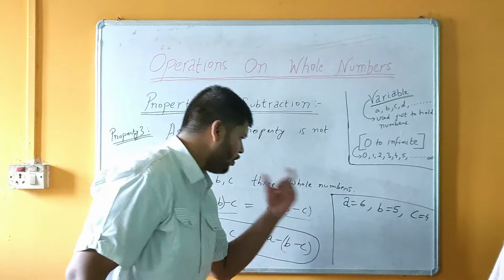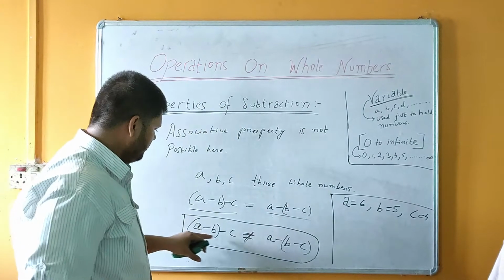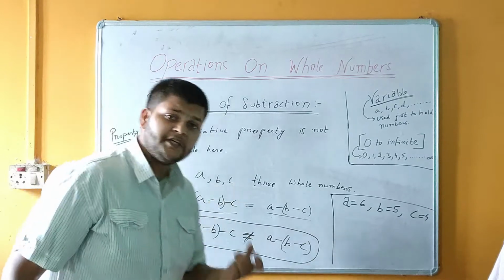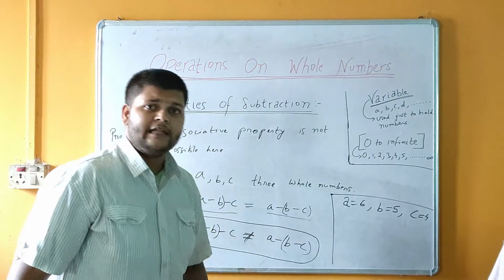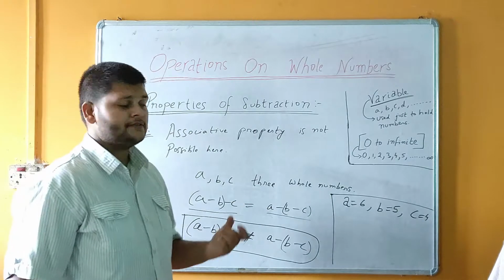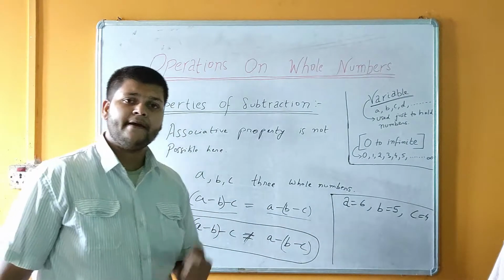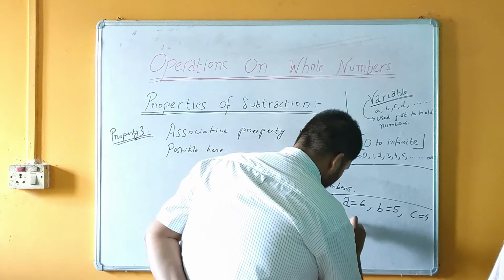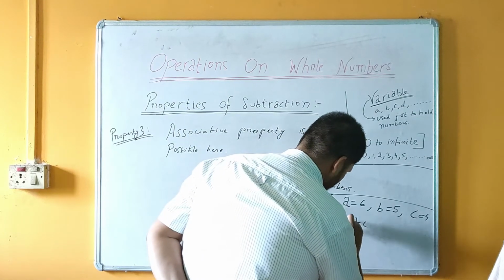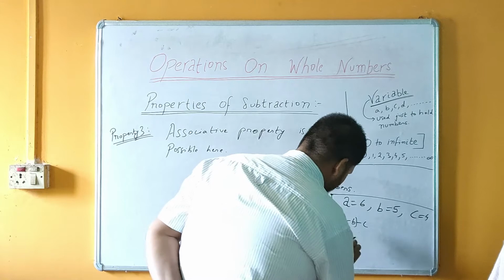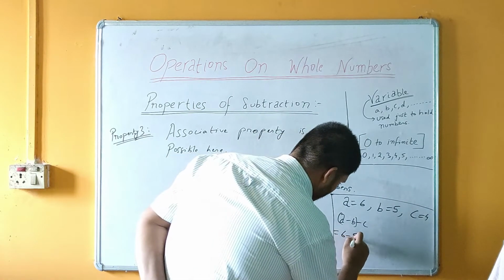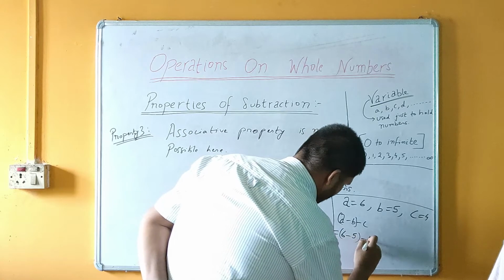These are three whole numbers. When we perform this operation, we just need to verify that they are not equal. If they are not equal, then we can conclude that it does not satisfy the associative property. So let's do it. A minus B minus C. First of all, we will do this side. A minus B, A is 6, minus 5, minus 4.